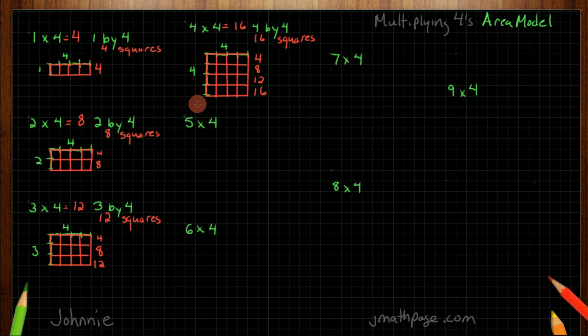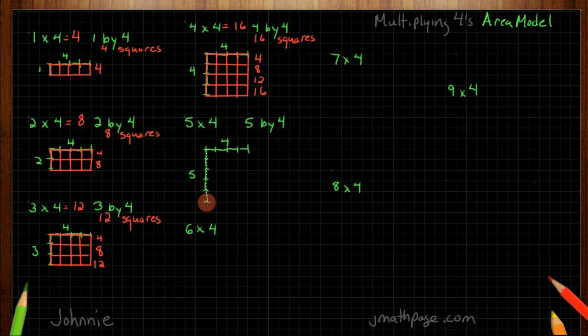Okay. 5 times 4. 5 times 4 is the same as 5 by 4 when we're thinking about rectangles. So let's go ahead and build one. Let's see. 1, 2, 3, 4, 5. So we have a measure of 5 over here. That's one side of a rectangle. Up here we have 1, 2, 3, 4. Okay, so we have 4 across the top. So 5 by 4. Let's build a rectangle to find out how many squares there will be.